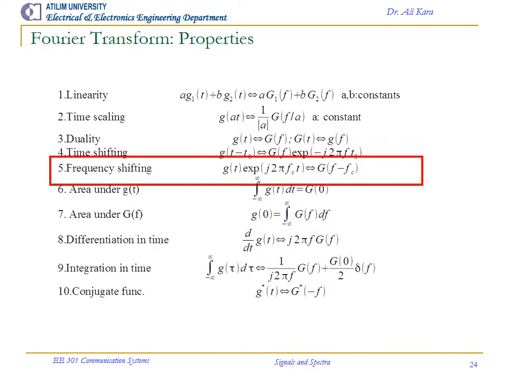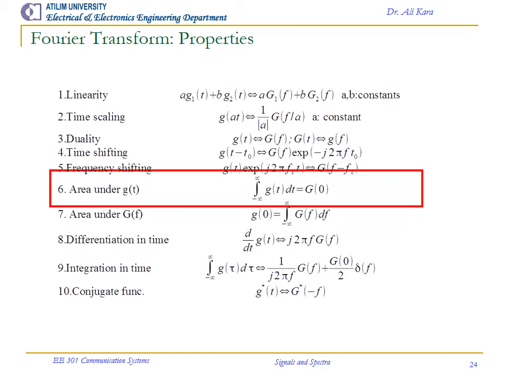Frequency shifting. This property implies that multiplication of a function g of t by the factor exponential j2 pi fct is equivalent to shifting its Fourier transform capital G of f in the positive direction by the amount of fc. This property is also called the modulation theorem, because a shift of the range of frequencies in a signal is accomplished by modulation.